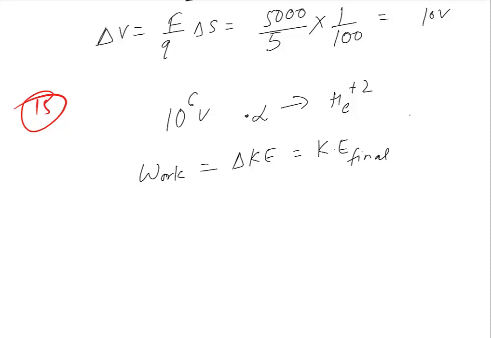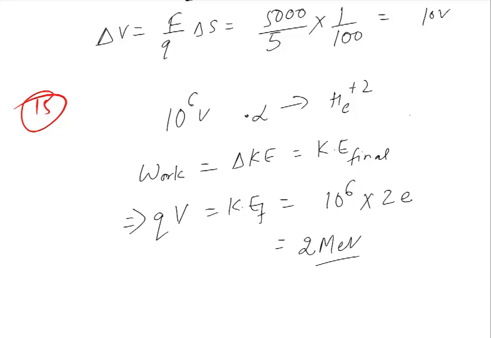And what was the work done? Work done on the charge is nothing but Q into V. So that is basically KE final. So that is nothing but 10 to the power 6 into 2E. It comes out to be 2 mega electron volt.